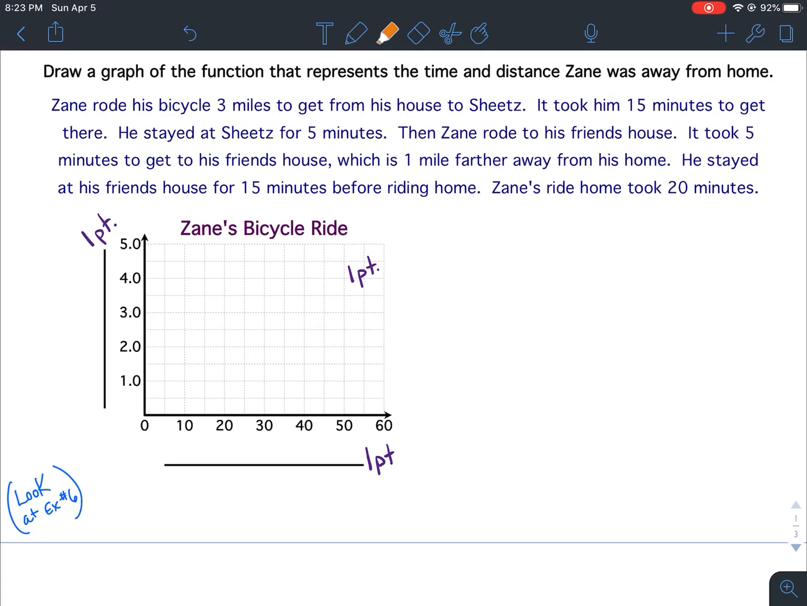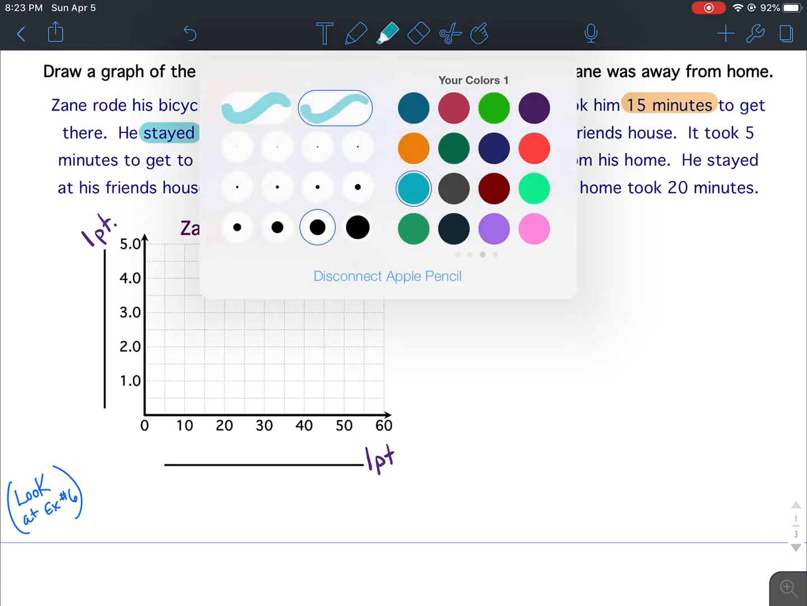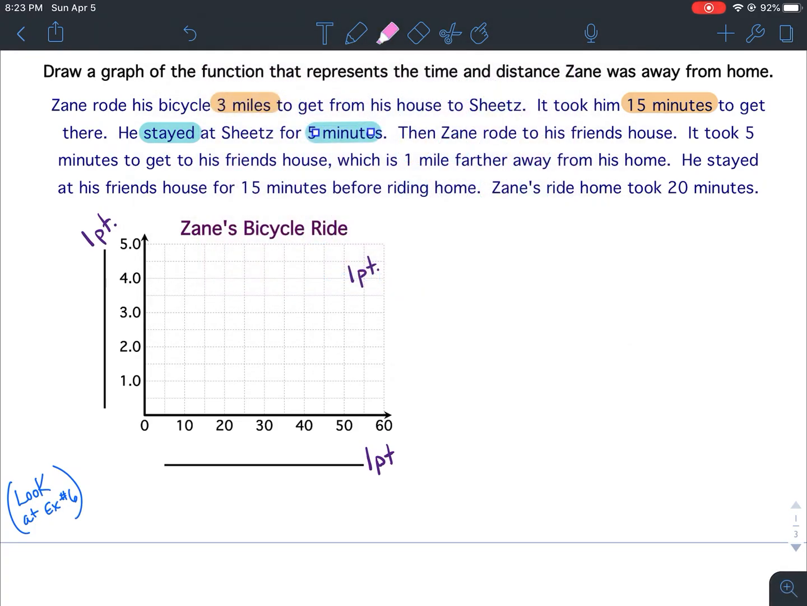Okay, so let's highlight the important information. He rode 3 miles, and it took him 15 minutes to ride those 3 miles. And that's to get to Sheets. He stayed at Sheets, so that's constant, for 5 minutes. Remember, when it's stayed, it's constant, which means it's going to be flat. Then he rode to his friend's house. It took 5 minutes to go 1 mile farther. That's the key word there, 1 mile farther. So he was already 3 miles away. Now he's going 1 mile farther.